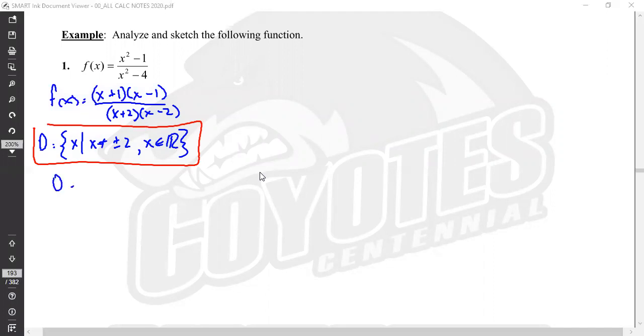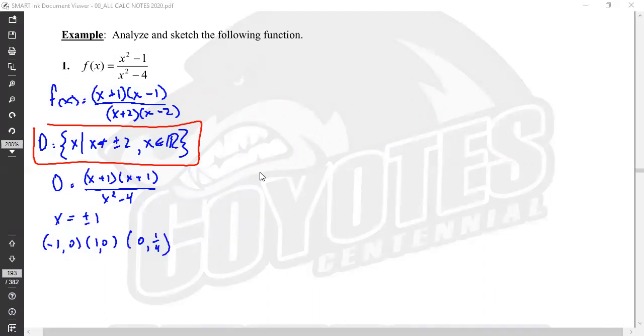Step 2, if we're looking at our zeros, we're seeing where our function is equal to 0. What values of x will make this equal to 0? That will happen when x is plus or minus 1. So therefore, we have negative 1 comma 0, we have 1 comma 0, and we have a y-intercept. If you let x equal 0, this becomes negative 1 over negative 4, so just 0 comma 1/4. Pretty straightforward, no big deal.